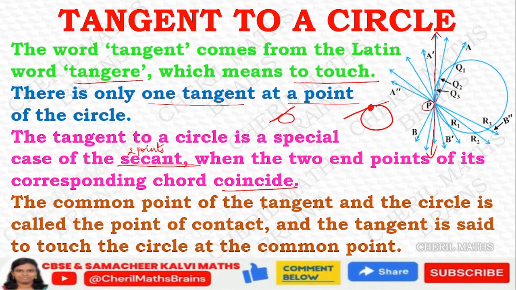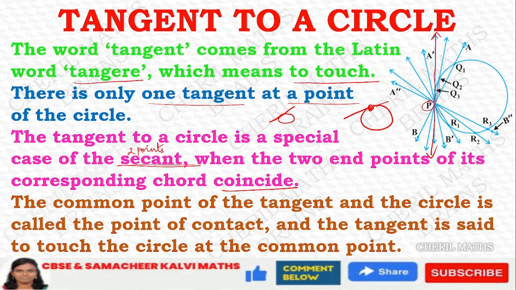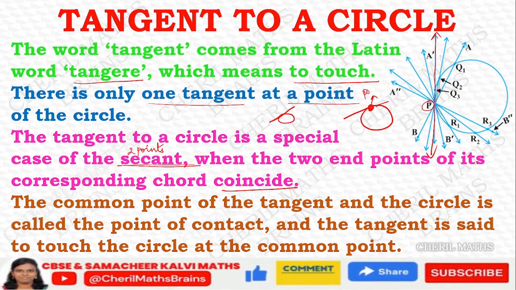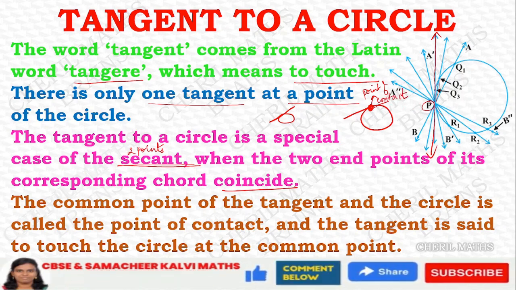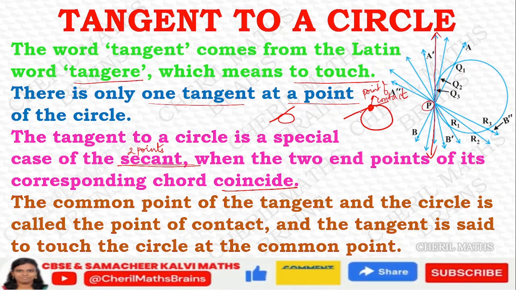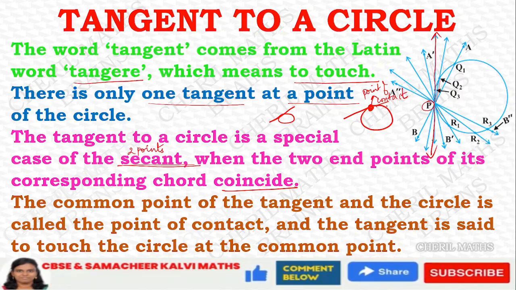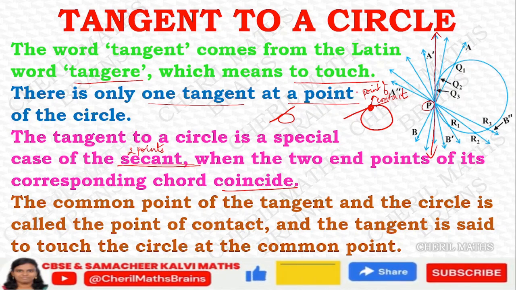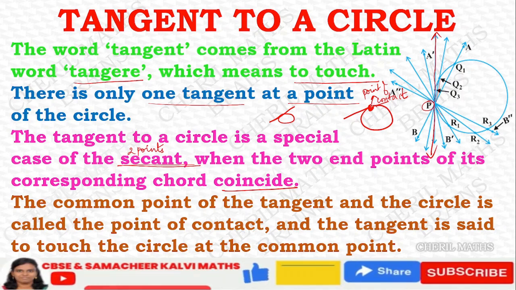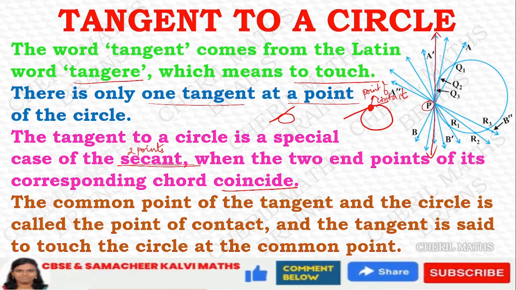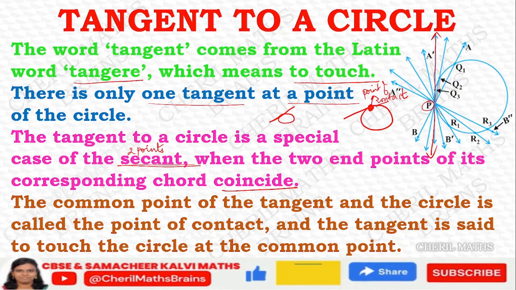So the common point of the tangent and the circle, this common point, is called the point of contact. What is this called? Point of contact. Okay, and the tangent is going to touch the circle at this common point called the point of contact. You must be aware of all these words, children, because when you come across the numericals, you will see that it will be given like at the point of contact. So if you see at the point of contact, you should know that the tangent is going to touch the circle at that particular point.